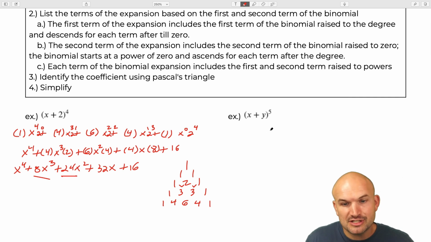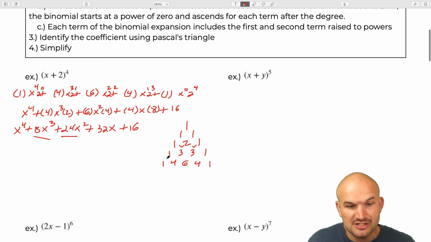For the next one, I'm just going to do another row for binomial expansion, because that's to the fifth power. So that'd be 1, 5, 10, 10, 5, 1.